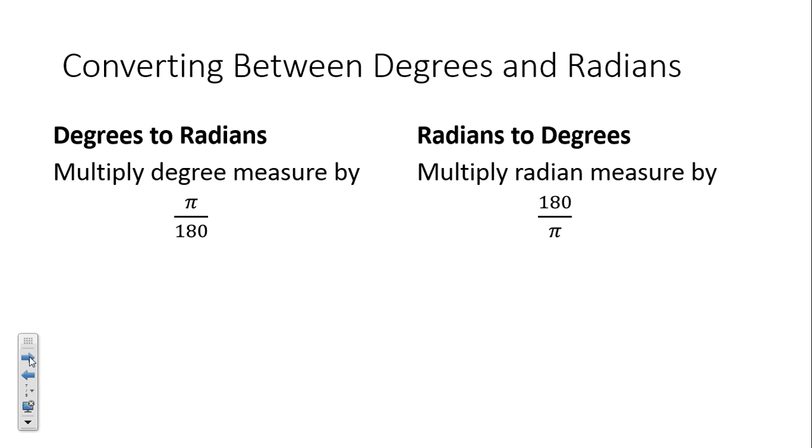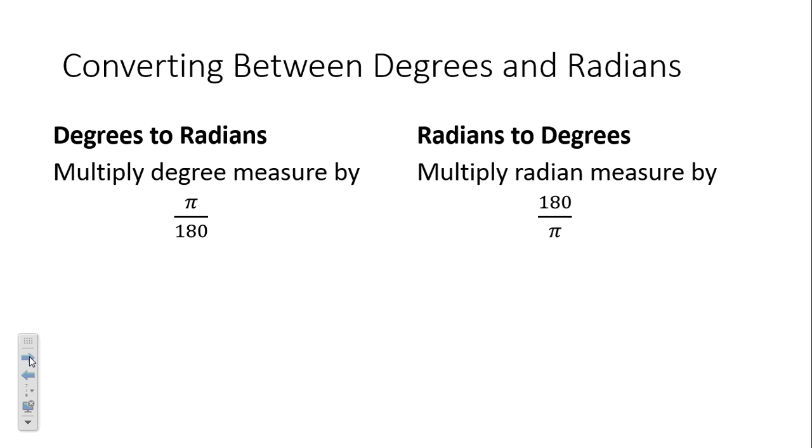So, if we want to convert between degrees and radians, we can use the conversion factor that there are pi radians in 180 degrees, or there are 180 degrees in pi radians. If we have degrees, we'll multiply by pi over 180 to make the degrees go away. If we have radians, we'll multiply by 180 over pi to make the radians go away. And pi might already be multiplied in. Okay? So that's going to be your conversion factor.